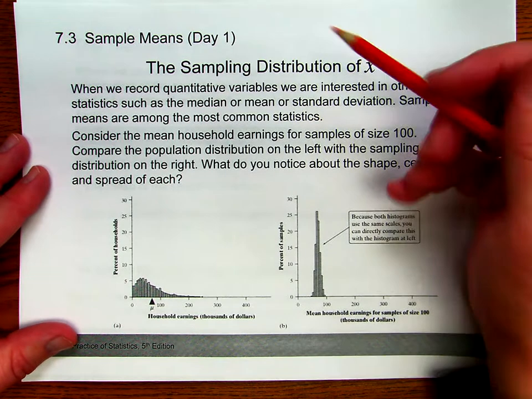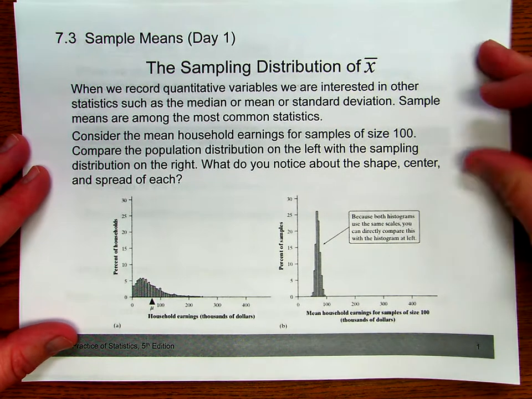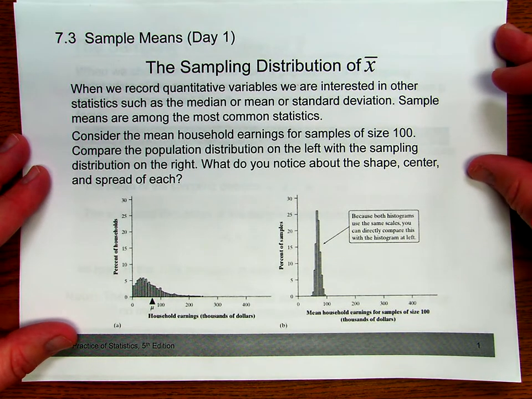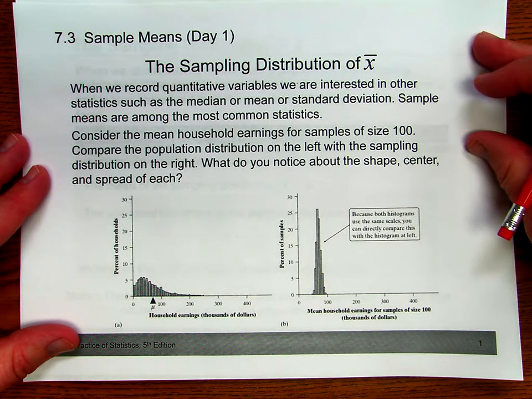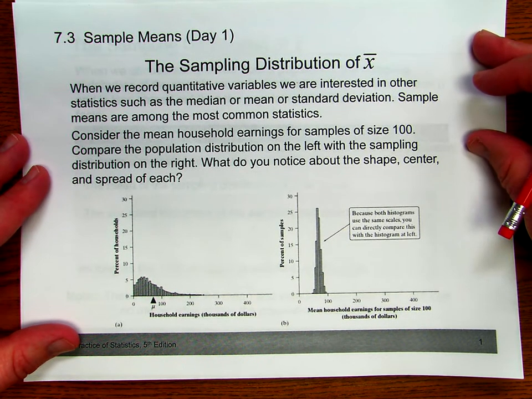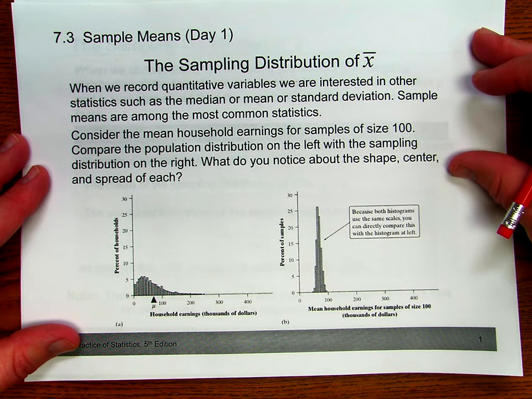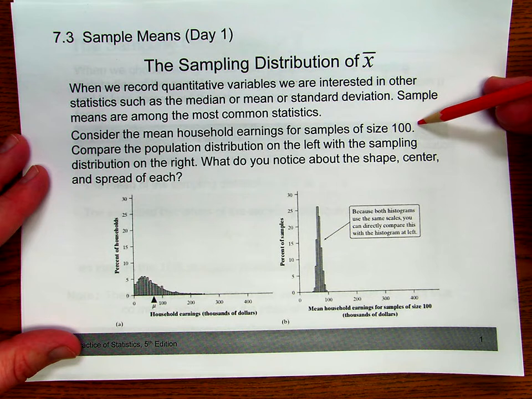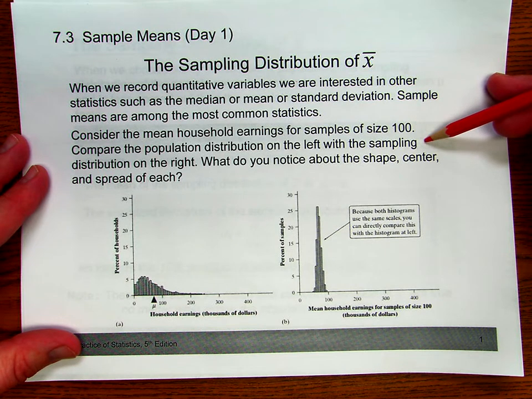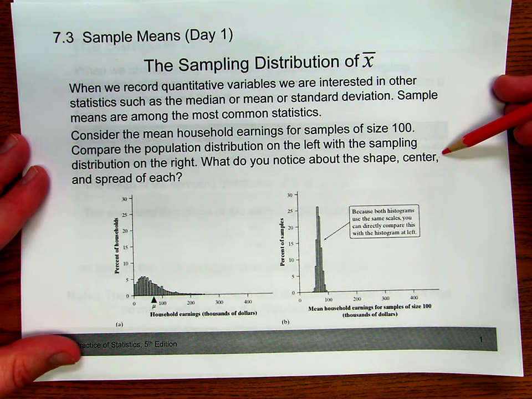All right, so background information here. When we record quantitative variables, we're interested in other statistics such as the median or the mean or standard deviation. Sample means are among the most common statistics. Consider the mean household earnings for a sample size of 100. Compare the population distribution on the left with the sampling distribution on the right. What do you notice about the shape, the center, and the spread of each?